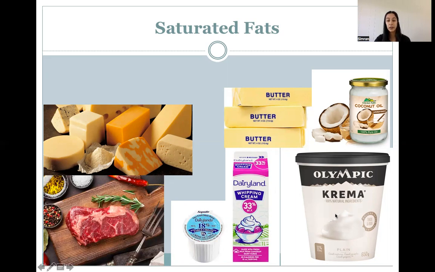Even some Greek yogurts or any type of yogurt can be higher in saturated fat, depending on the milk fat percentage. So this example here, it's 11% milk fat. That's quite high in the saturated fat. Alternatives would be a low-fat yogurt, either 0% milk fat or 1% milk fat.